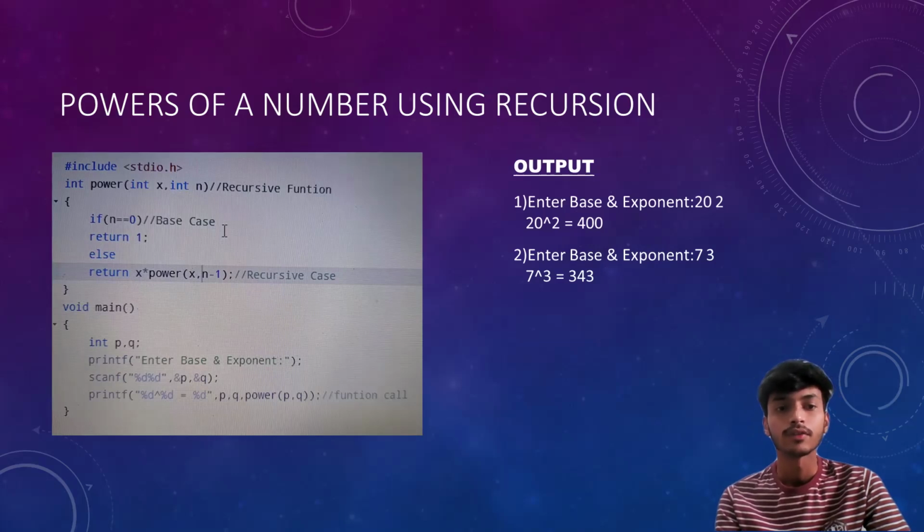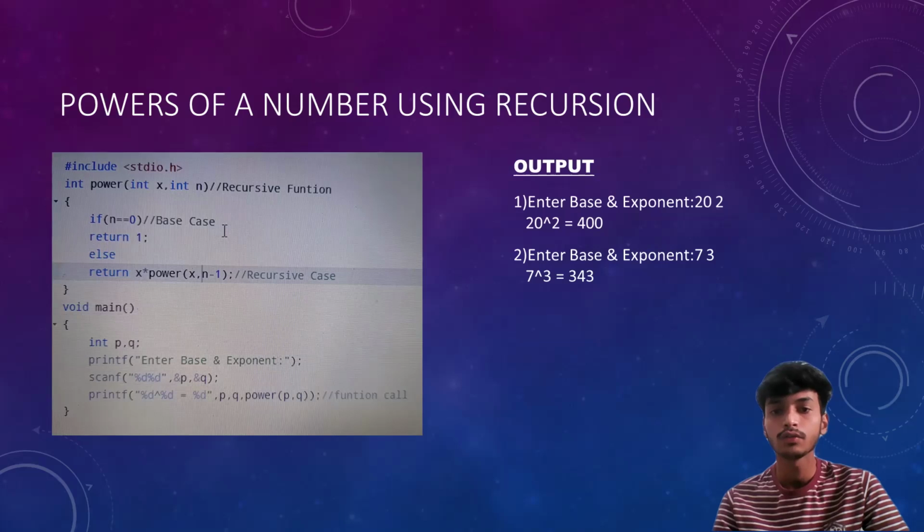Inside, we declared that if n equals 0, return 1, as you know anything to the power 0 equals 1. So this is the base case, which is already solved. Else return x into power of x comma n minus 1. For example, 5 power 4 can be written as 5 into 5 power 3. Similarly, it returns x into x power n minus 1. This is the recursive case. Now let's see the main function. We declared two int variables, took the input, and called the function power(p, q). It goes into the function and returns the solution to the main function.